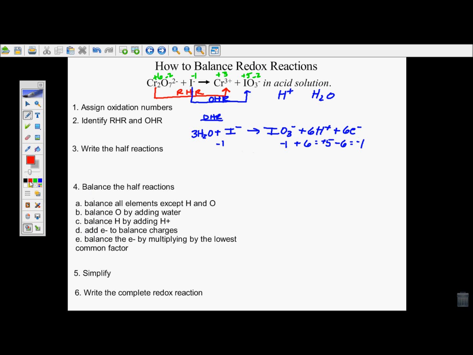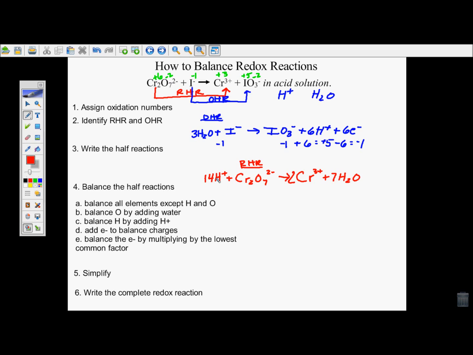So for our reduction half reaction, we've got dichromate, Cr2O7 2- yields Cr3+. Okay, so first we need to balance our chromiums because they're not oxygen or hydrogen, so we got to put a 2 here. Then we'll balance our oxygens by adding 7 waters. Then we'll balance our hydrogens by adding 14 hydrogen ions.